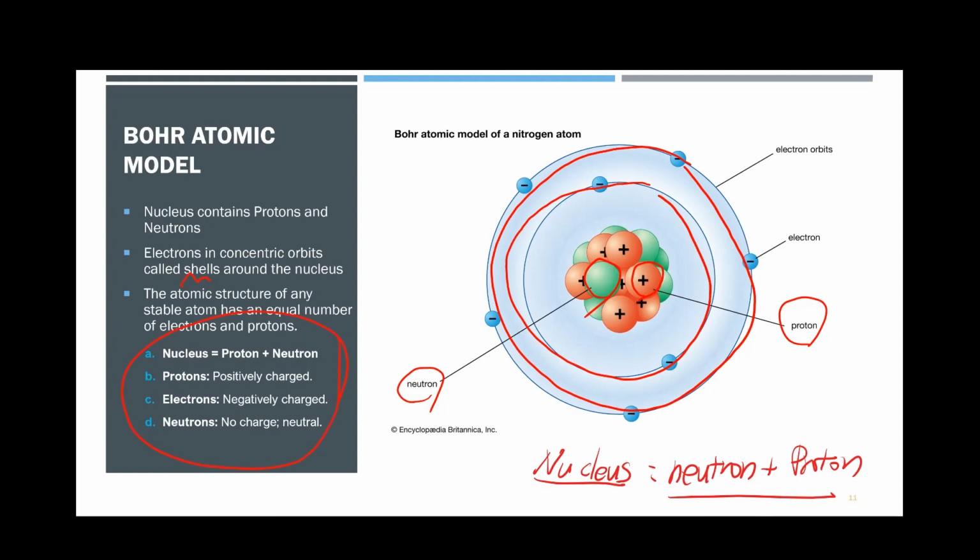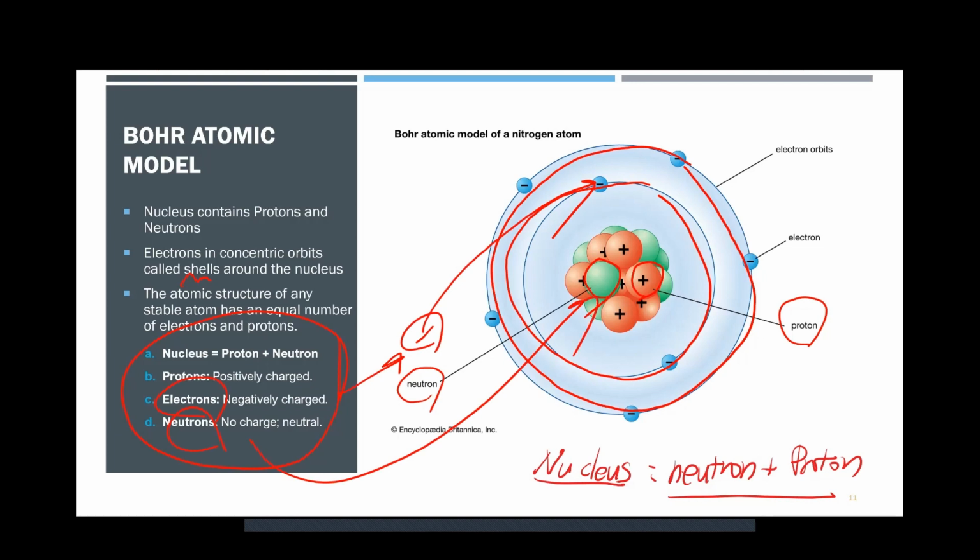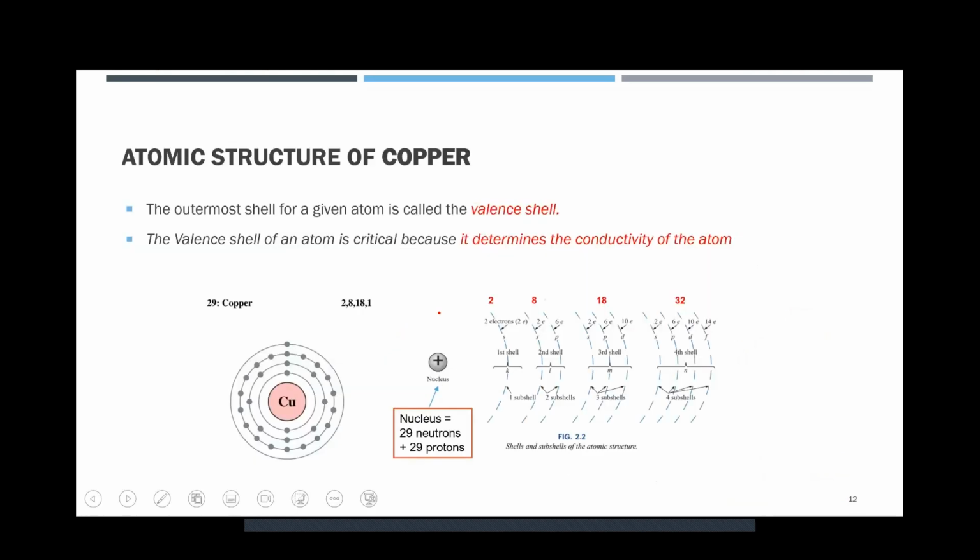And electrons are in the orbits, the shells, the path of electrons, and they are negatively charged, the minus in here. And neutrons have no charge, in the center of the nucleus. That is the nucleus. It's very important.